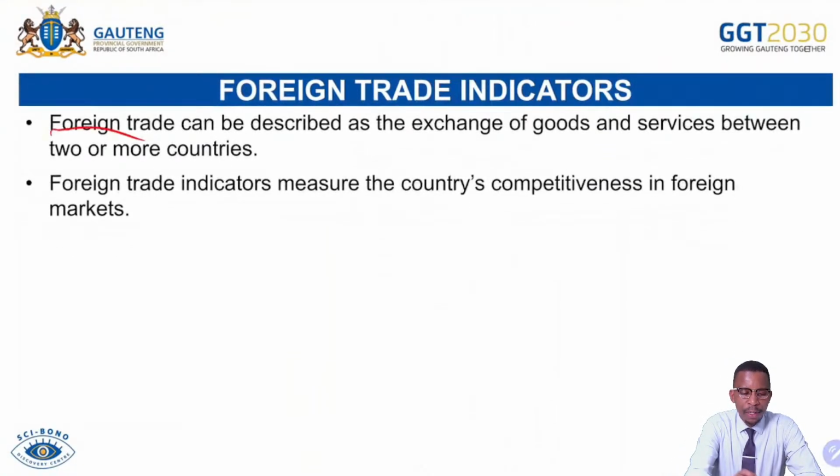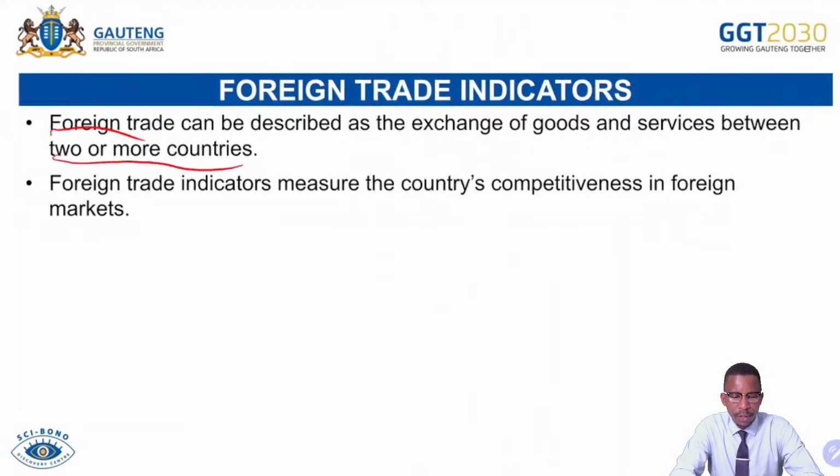And then we talk about the foreign trade indicators. Remember, foreign trade refers to the exchange of goods and services between world countries across the world. So foreign trade can be described as the exchange of goods and services between two or more countries. The foreign trade indicators measure the country's competitiveness in the foreign market.